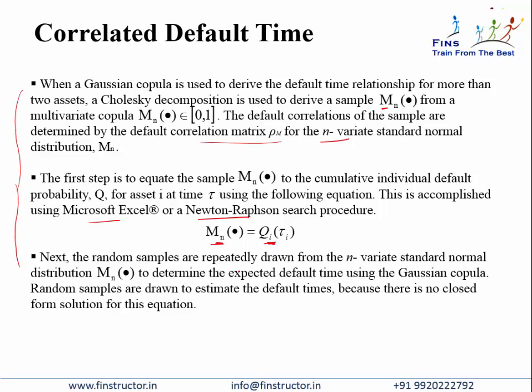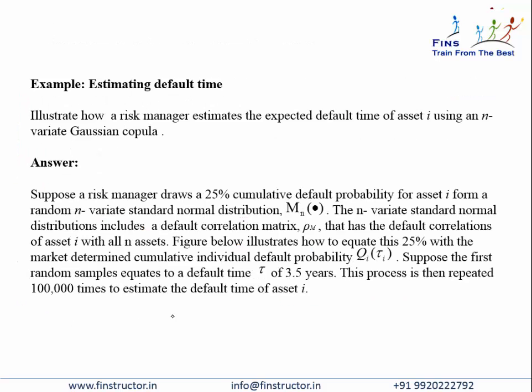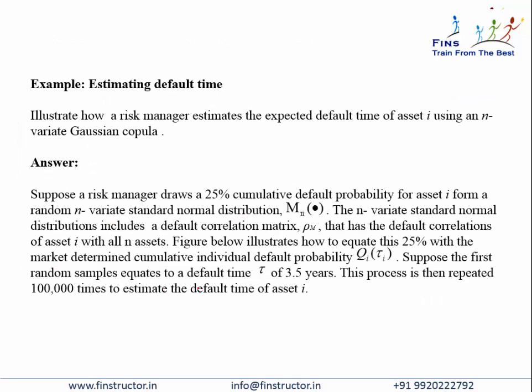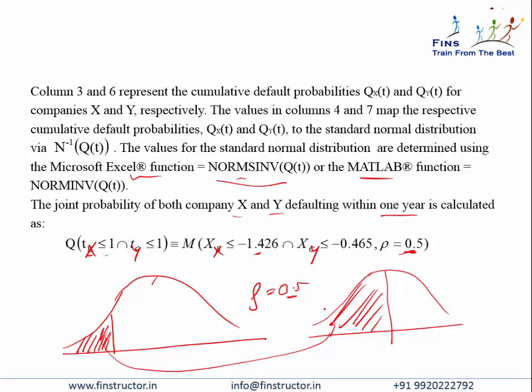The random samples will repeatedly be drawn from this normal distribution to determine the expected default time using the Gaussian copula. Random samples are drawn to estimate the default times because there is no closed form solution to this equation. So of course we cannot solve it mathematically to get the joint probability. What we actually do is conduct thousands of iterations using a normal distribution.